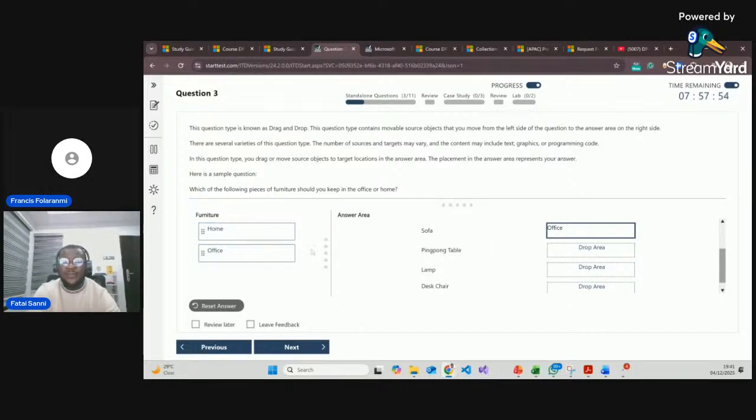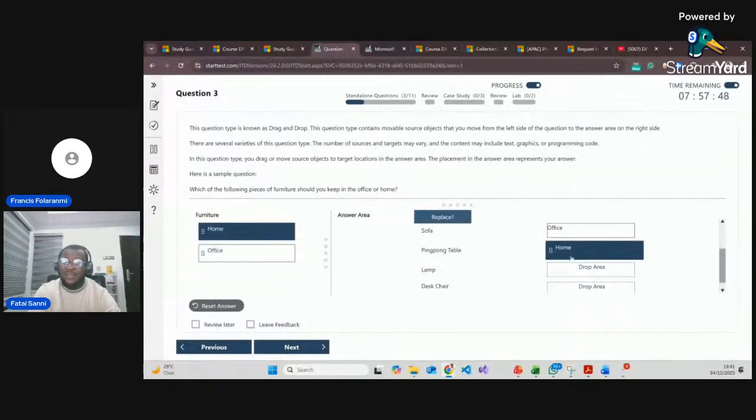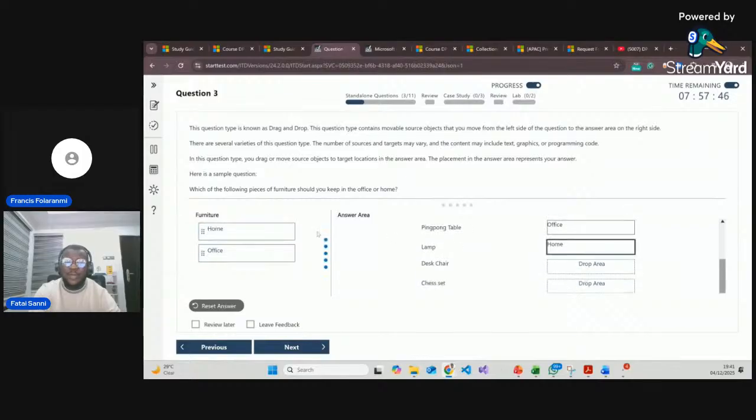Where would you likely find a ping pong table? This should be in your office. Where are you likely to find a lamp? I mean, I'm just answering this, so please don't worry about my answer. Your desk chair you can have at home.